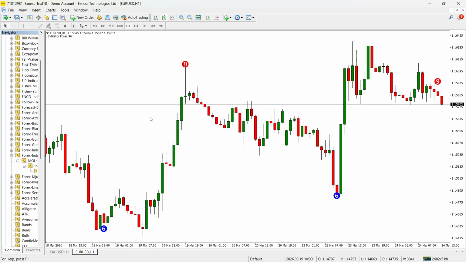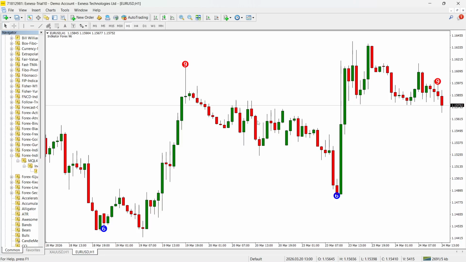A blue circle with a 6 inside appears below price and indicates a bullish condition according to the system's logic, visually suggesting a potential upward phase. A red circle with a 9 appears above price and indicates a bearish condition, suggesting a potential downward phase.